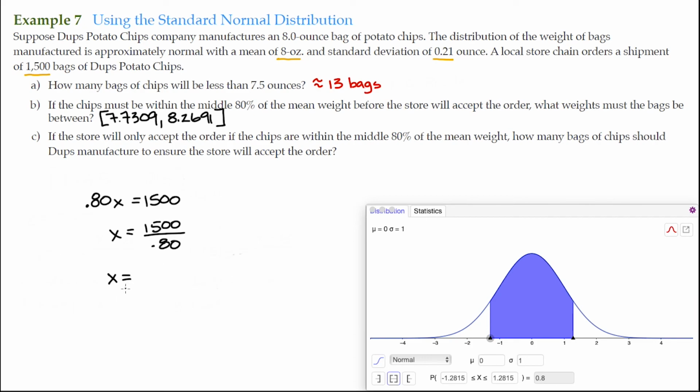So Dupps should make 1,875 bags because 20% of them will be thrown away, leaving 1,500 bags. So it should be 1,875 bags.